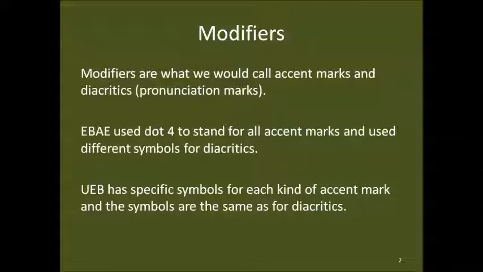EBAE, English Braille American Edition, used a .4 to stand for all the accent marks and used different symbols for diacritics when they're talking about the long A, the short A, that sort of thing. UEB has specific symbols for each kind of accent mark or modifier, and the symbols are the same in accented letters as they are for diacritics with pronunciation. So there's no difference in UEB with, say, some sort of mark that looks the same. Like, I'm trying to think of a macron, the long line above a vowel or something like that. It's not going to be different in a literary context than it would be in a pronunciation like a glossary. That's going to use the same symbols.